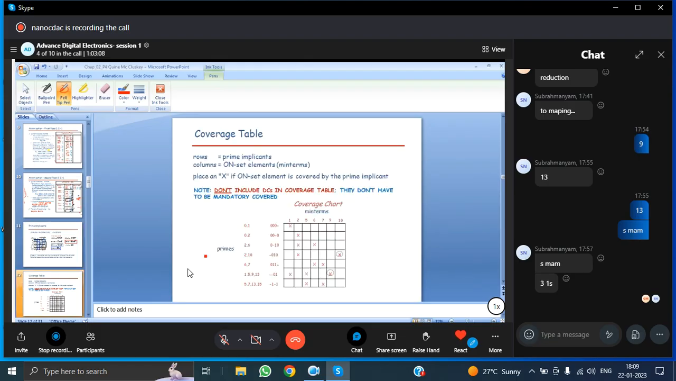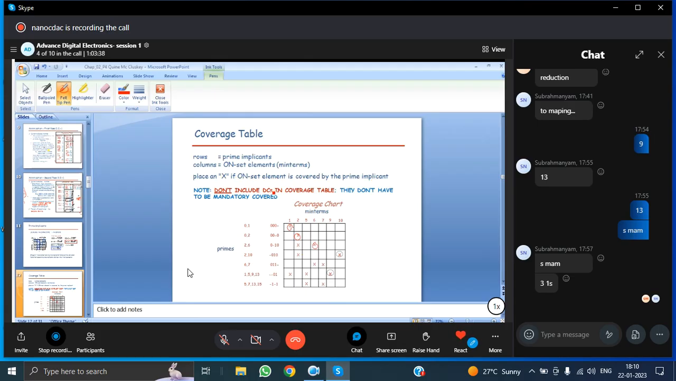Okay, so this is the coverage table. This is called coverage table. In this coverage table the rows are indicating the prime implicants. Okay, rows are indicating the prime implicants and the columns are indicating the onset elements. Okay, onset elements ante em ledu oka mean term, this is one mean term. Okay, so X is onset element covered by prime implicant.